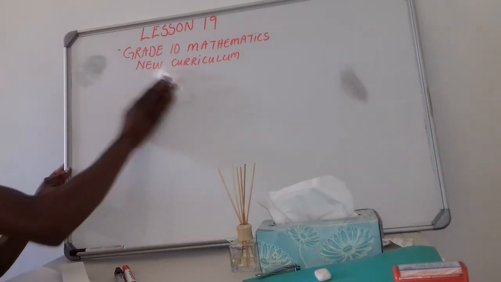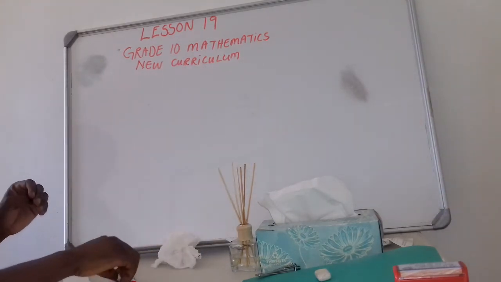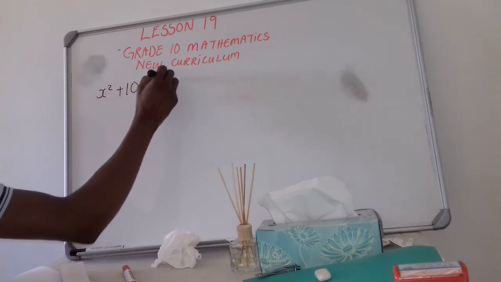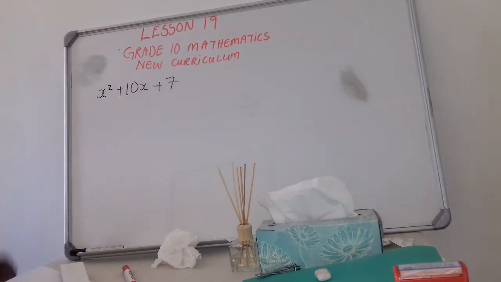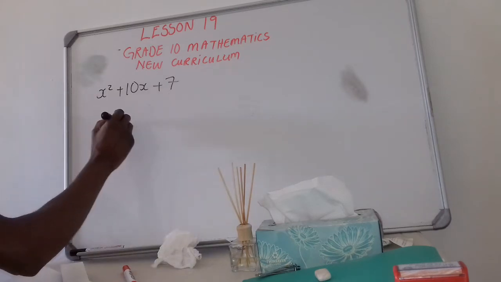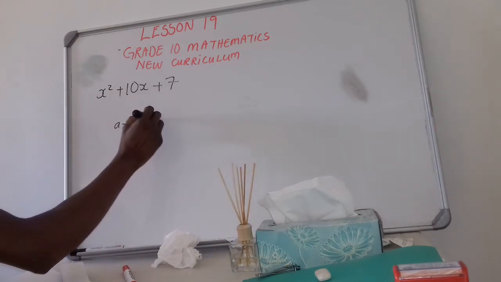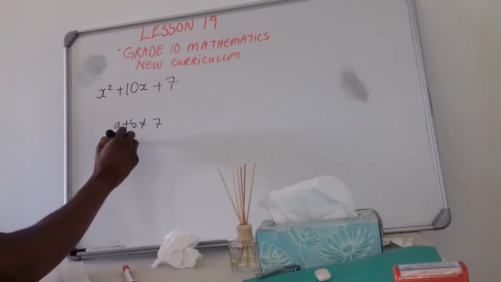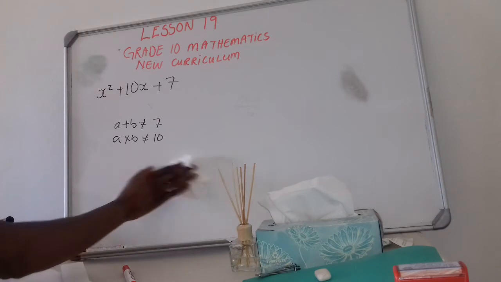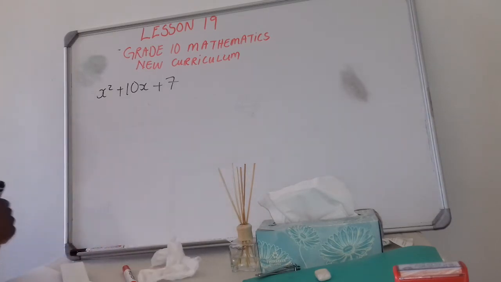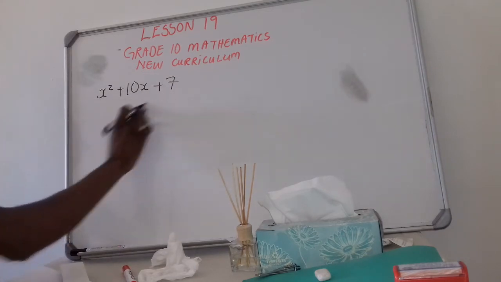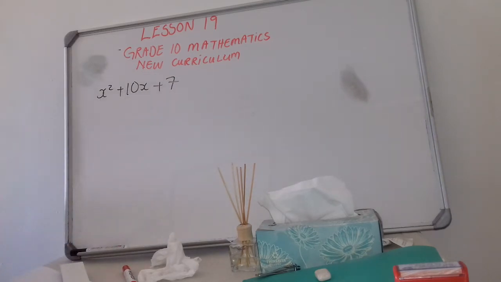Alright, so now let's do this. Let's say you are given x squared plus 10x plus 7. There's no way you can factorize this. There are no factors of 7 that, if you add them up, give you 10, and if you multiply them, give you 7. There are no such factors. So that's why we must complete the square. How do you do that? We are going to introduce two terms here so that this becomes factorizable, so that it will be able to be factorized.